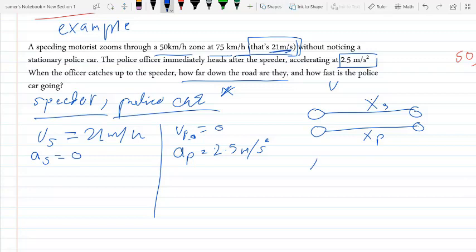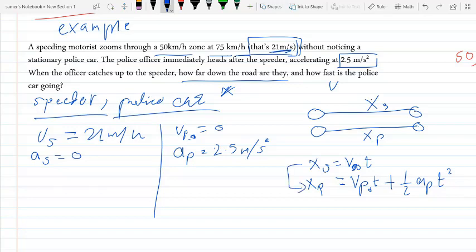So x for the speeder is v0s t, which is the distance traveled by the speeder at time t. Because the acceleration is 0, the distance traveled by the speeder is v0s t, and x for the police car is v police 0 t plus 1/2 a police t squared.